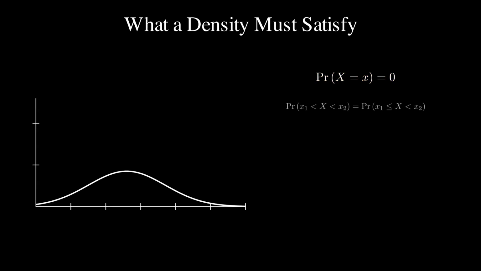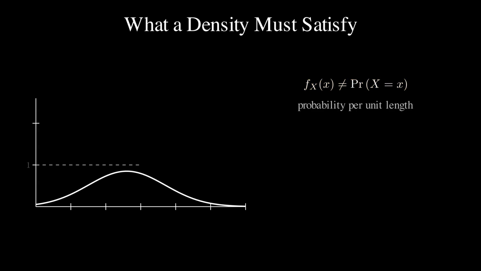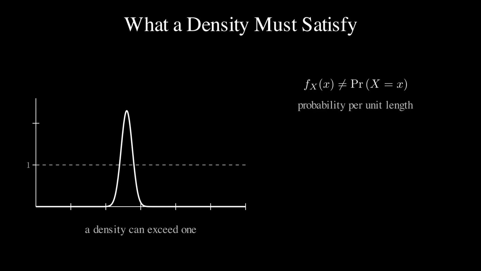A useful corollary follows at once. Open or closed, endpoints never matter. All four interval probabilities agree. And a warning worth its own frame, f of x is not the probability that x equals x. It is a density, probability per unit length. A tall, narrow density can rise far above 1, squeeze the same unit of area onto a thinner base, and the height must grow. Only areas are probabilities, never heights.